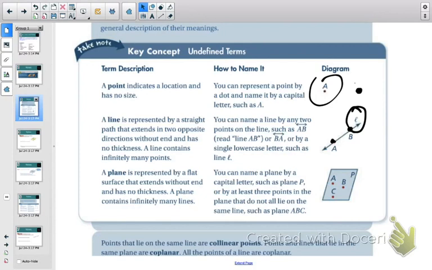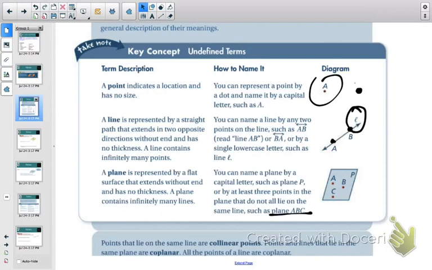And then lastly, a plane represents a flat surface. It extends without end and has no thickness. Think of it as like a piece of paper that is extending forever and has no thickness. A plane contains infinitely many lines, which means there are also infinitely many points. You can name a plane by a capital letter, such as P. So if you have this P in the corner right here, we can say it's plane P. Or you can use at least three points that lie on the plane. In this case, A, B, and C all lie on this plane, so we can say this is plane ABC.